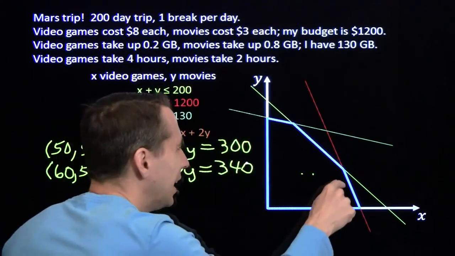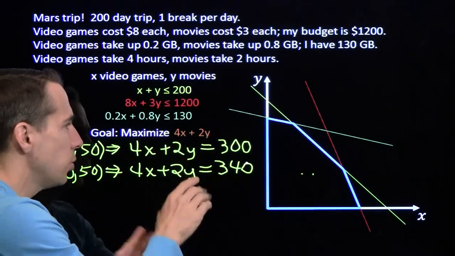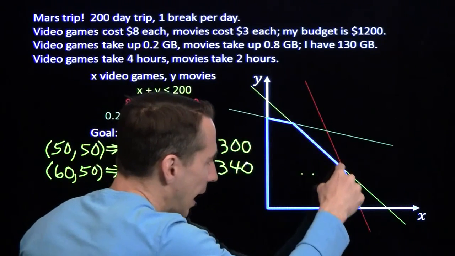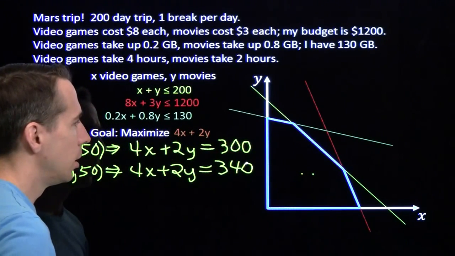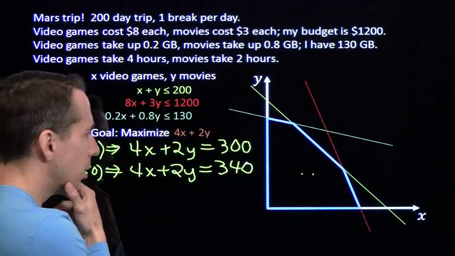So I don't want to pick any point in the interior. No point in the interior is going to maximize 4x plus 2y, because I can always do better just moving a little bit farther out. So I definitely want to be out here on the boundary somewhere. But where? Where on the boundary do we want to be?